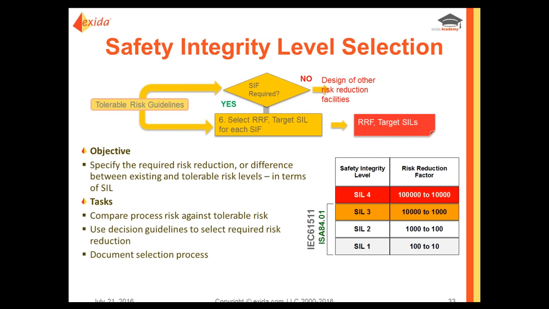In doing all of this, you are going to compare the process risk against the tolerable risk. You use decision guidelines to select the required risk reduction. And very importantly, you document the selection process. IEC 61508 and 61511 put a very strong emphasis on documentation. If there are holes or gaps in some of the process, you might be doing everything right, but if you don't document the process, you might not get credit for it. So documentation is key to both of the standards.